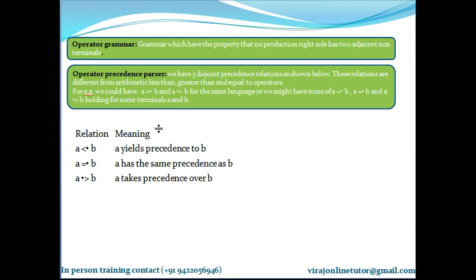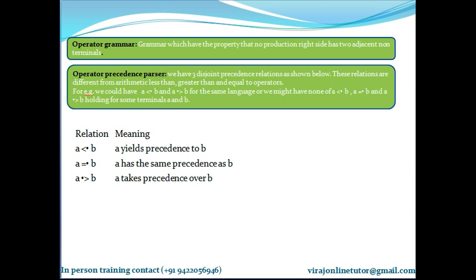Because of that, these are not the same as your relational operators, but they are similar as far as the understanding goes. You can have A less than B, A equal to B and A greater than B for the same terminals. So these are the three different precedence relations in an operator precedence parser.